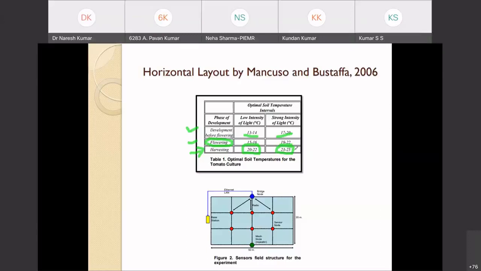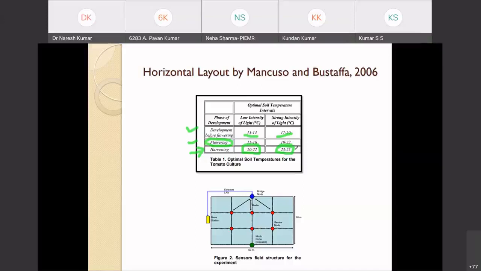So we cannot say that whatever conditions are required while germinating a seed will be the same throughout as the crop grows. At different phases of the crop, there will be different requirements, and different requirements need different conditions. So whatever sensor network deployment we do has to be flexible or dynamic in nature, so that at different times, as per the requirement of the crop, we can adjust our values. Say earlier, at the development stage before flowering, we put in a threshold of 14 degrees centigrade for low intensity of light, and thereafter we have to slightly increase it as the crop grows.